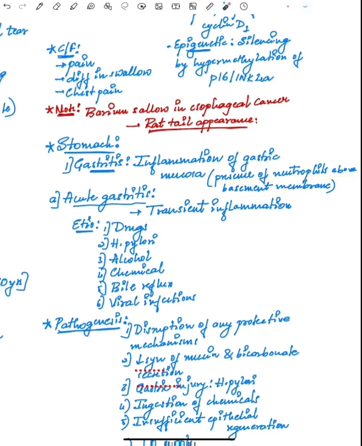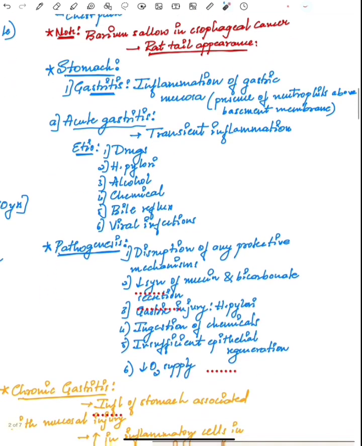So this gastritis can be divided into acute gastritis. In this acute gastritis, we can see there is a transient inflammation of the gastric mucosa. The etiology of this acute gastritis can be drugs, H. pylori, alcohol, chemicals, bile reflux, or viral infections.